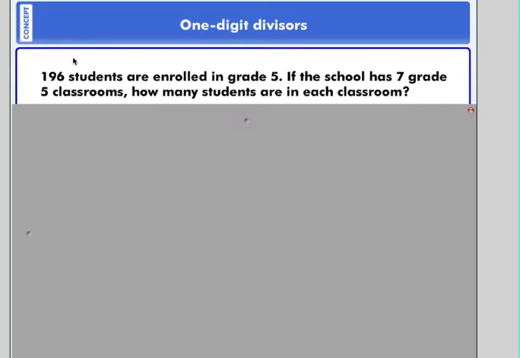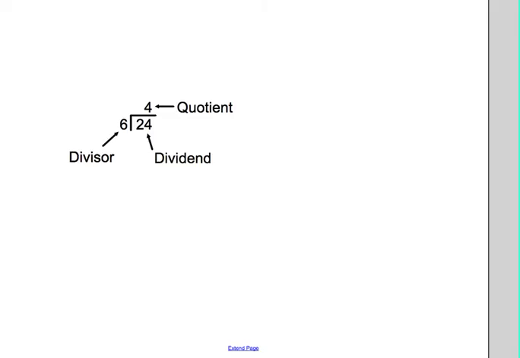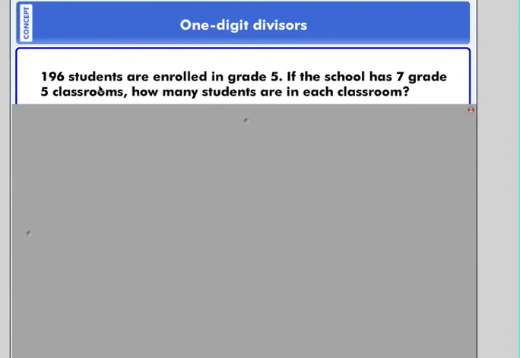Now let's take a look at some examples. You do not need to write down this story problem in your notes, but you should put the reminder of these vocabulary terms. So copy this part into your notes. Here's our first example. 196 students are enrolled in grade 5. If the school has 7 grade 5 classrooms, how many students are in each classroom?